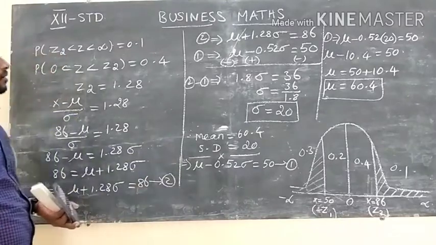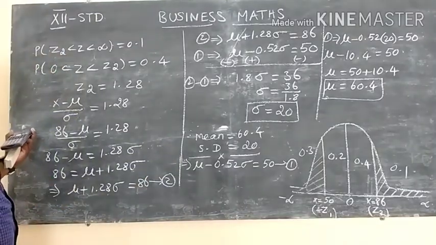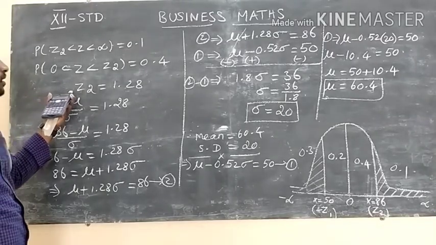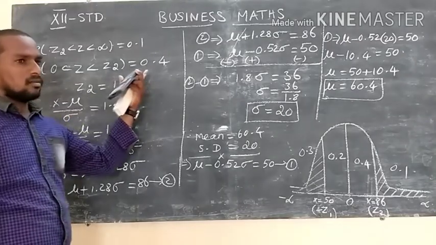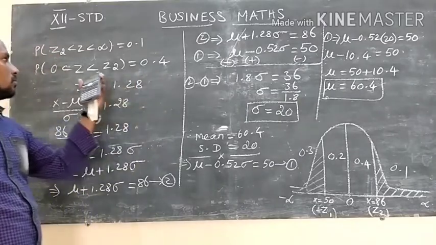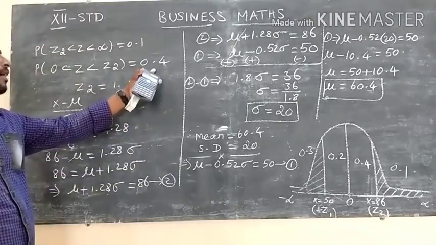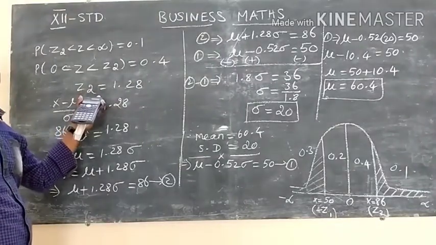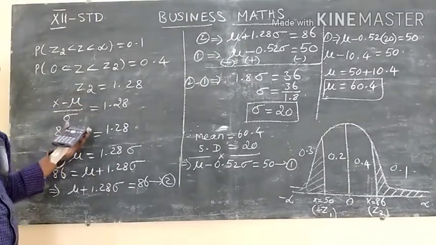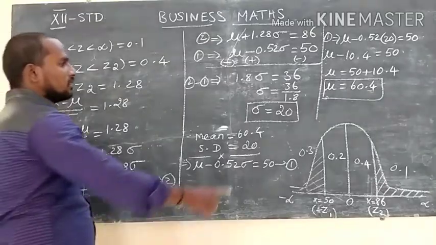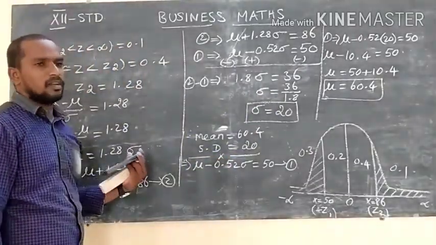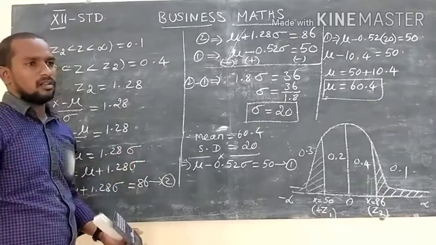Be clear. In the previous class sum, the Z values were given and we wrote the table answers. But in this sum, the table answer is given, and we find the Z value. It is the reciprocal form of the previous sum. So now we get mu and sigma. This is your question: find the mean and standard deviation of the normal distribution. That's our first question.